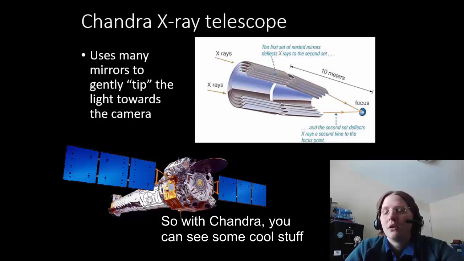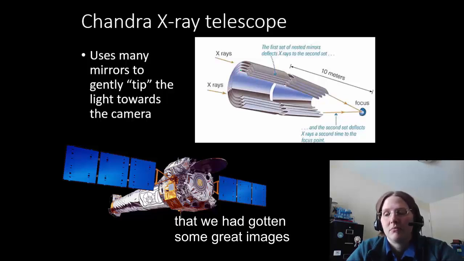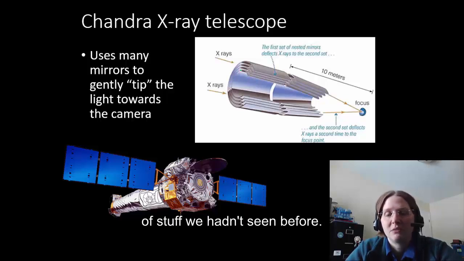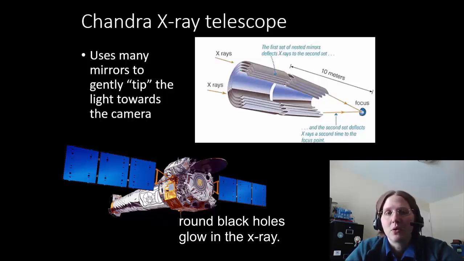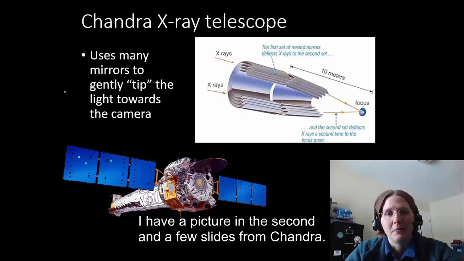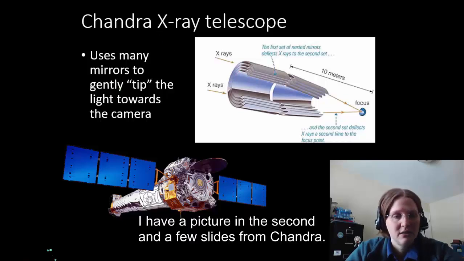So with Chandra, you can see some cool stuff that we'd gotten some great images of stuff we hadn't seen before. Neutron stars, accretion disks around black holes glow in the X-ray. I have a picture in a few slides from Chandra.